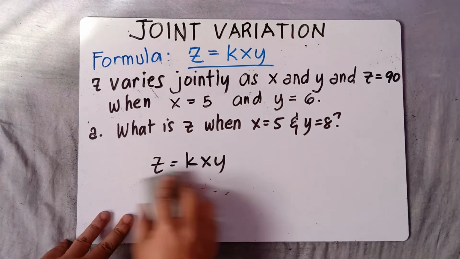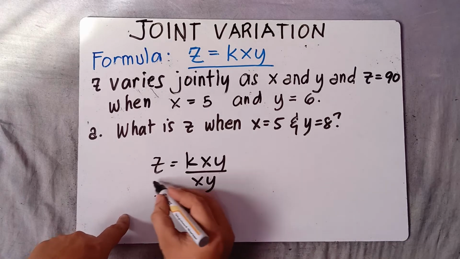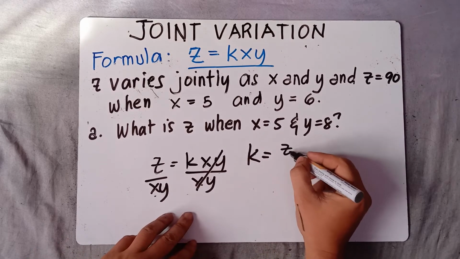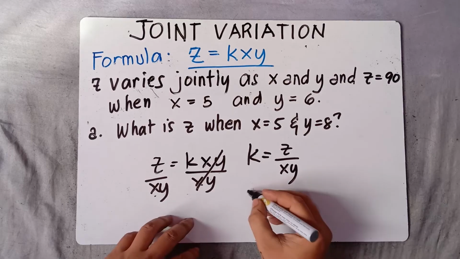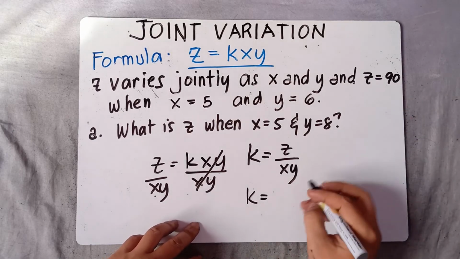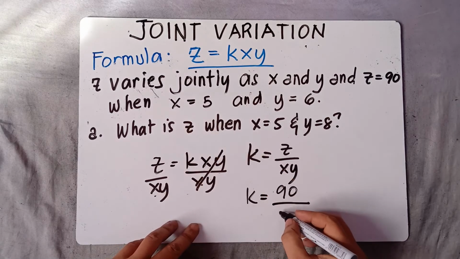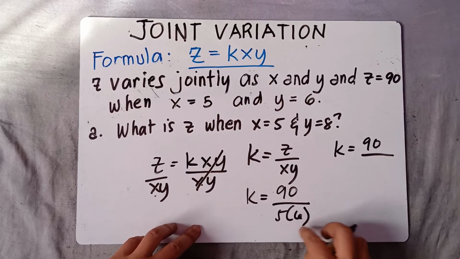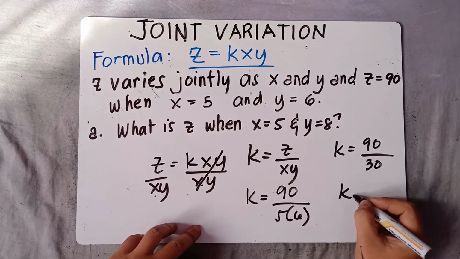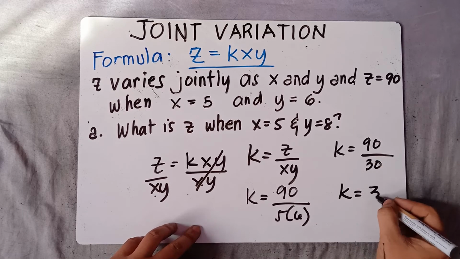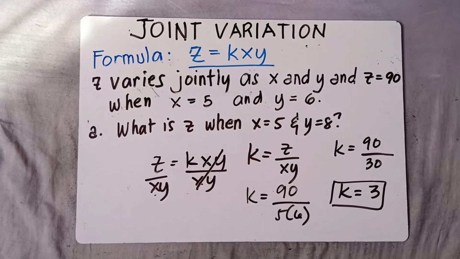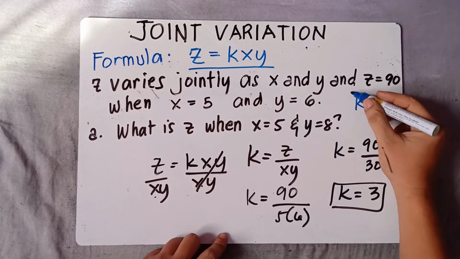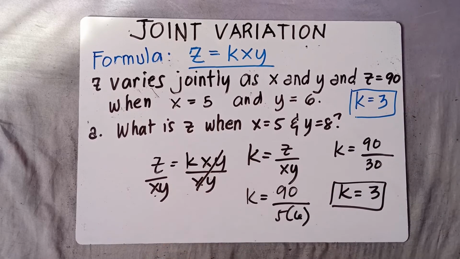To get k, divide both sides by xy, cancel, so k equals z over xy. Since our z is 90, substitute 90. Our x is 5 and our y is 6. So k equals 90 over 5 times 6, that is 30. So k equals 90 divided by 30, that would be 3. Alright, k equals 3. So that's the constant. Now that you have the constant, you can now solve for A.